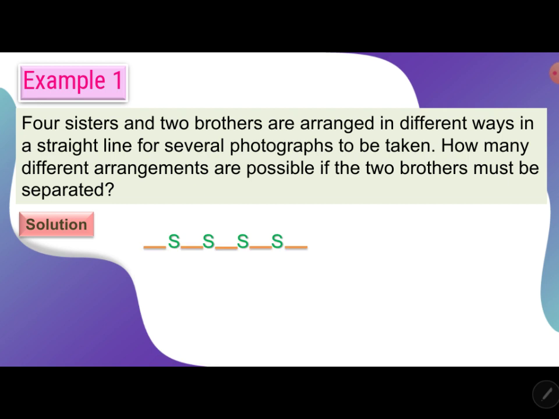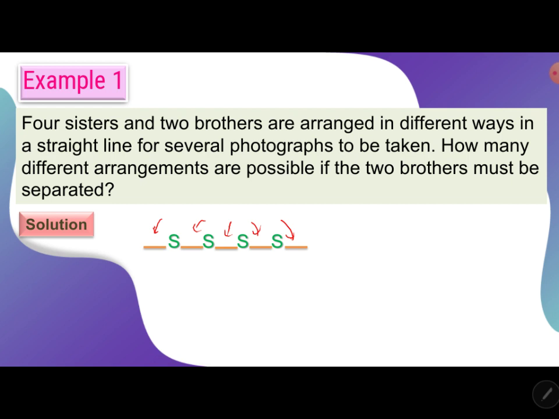So let's say we can separate the 2 brothers by putting them in between the sisters. So first we arrange the 4 sisters. These 4 sisters can be changed between themselves. Why? Because the 4 sisters are unique. It's not identical. It's different people, different sisters. Sister 1, sister 2, sister 3 is not the same. So that's why we can rearrange the sisters. And then the 2 brothers have 5 choices here. One will be here, another one will be here, or here, or here, or here. So they have 5 choices for the 2 brothers.